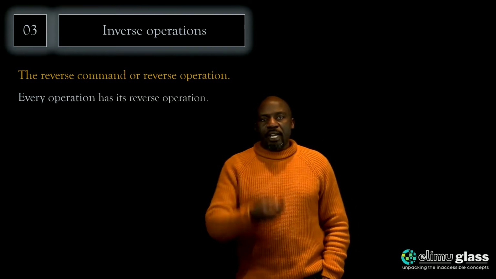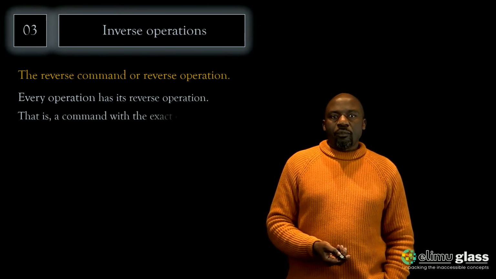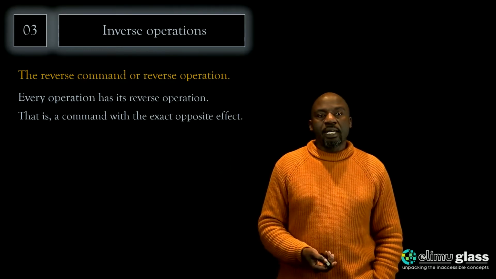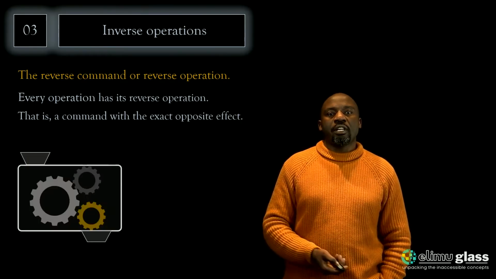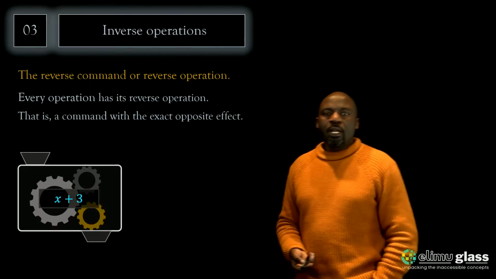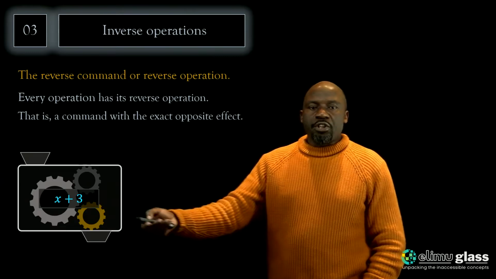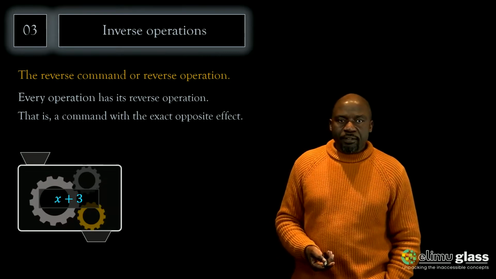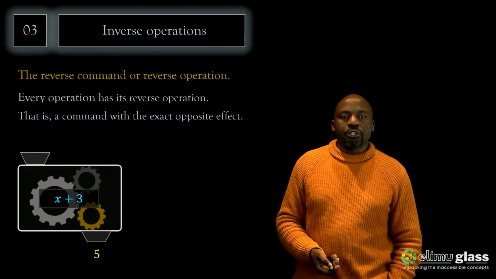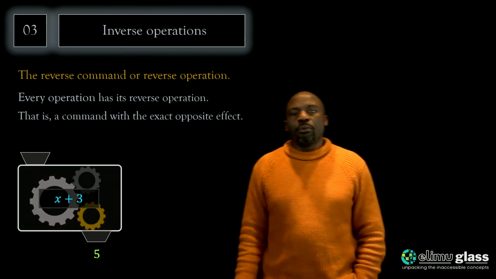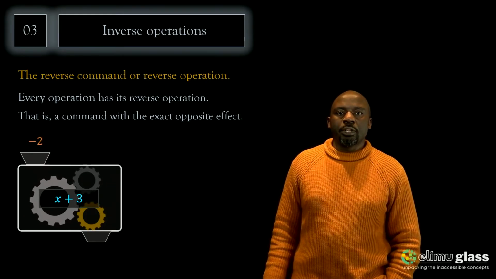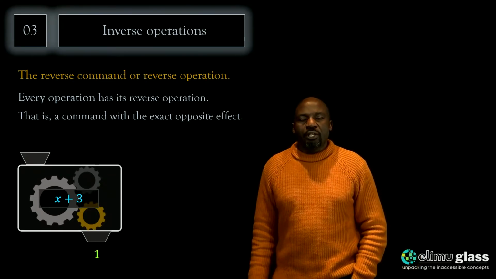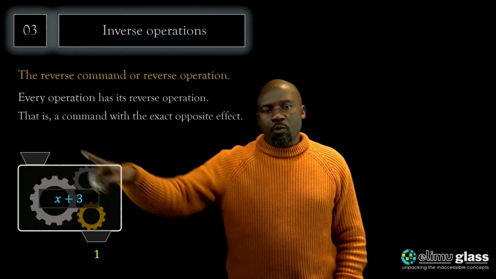Okay? So by definition, we'd say a command with the exact opposite effect as the original command would be the inverse operator or inverse command. Here is our machine one more time. So if we have an operator which is addition of 3, we know that when we put in a number like 2, we expect to get 5. All right? If we put 2, we get 5 on the output. If we put minus 2, we expect to get a 1.